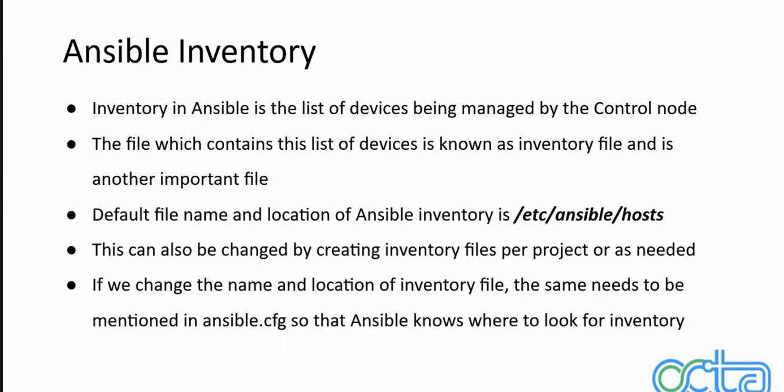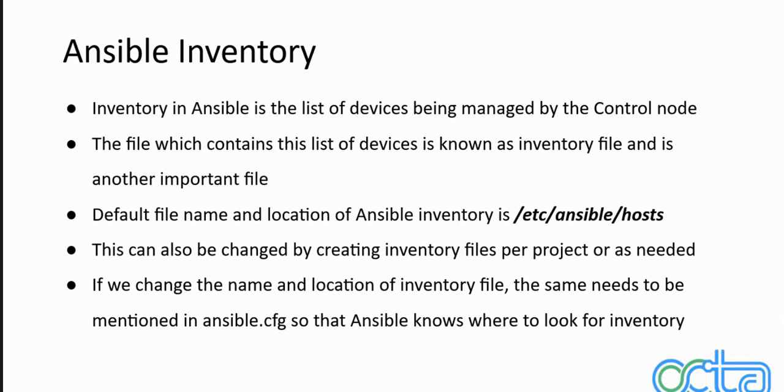Okay. Once you define the configuration, the second file it needs is inventory. That is the list of devices that we can manage. Now, again, this file can be located in multiple locations. The default location is /etc/ansible/hosts. If it is not there, it will try to look in the current folder. If it is not there in the current folder or in the default folder, it will throw an error.